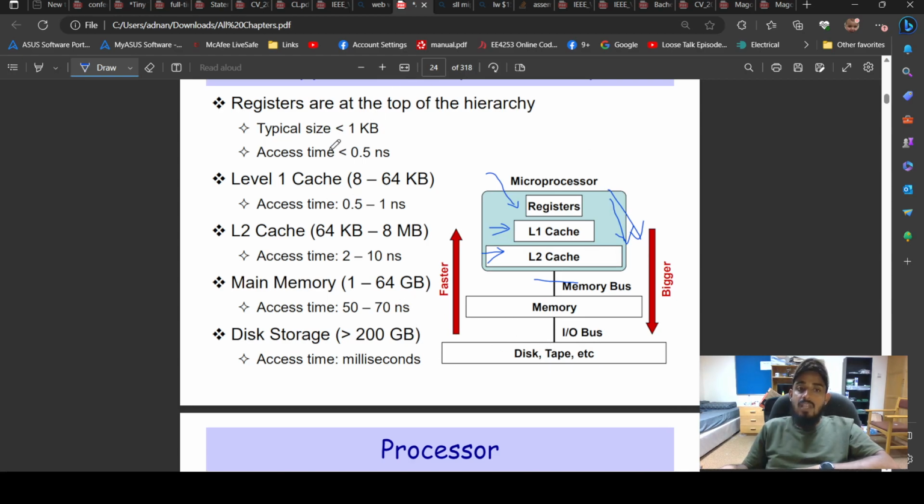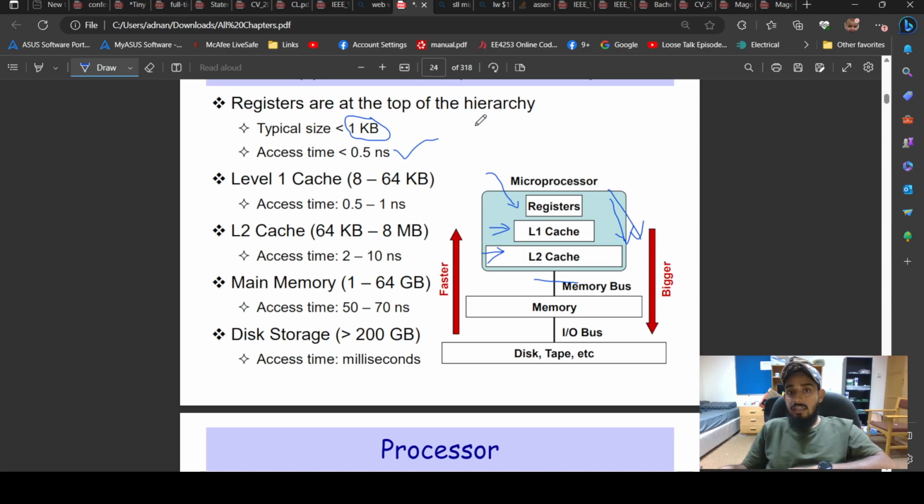Okay, so the register is at the top of the hierarchy, and it is mostly like 1 kb. Mostly it is less in size, but their access time is very, very fast, which is even less than 0.5 nanosecond, guys. And the level 1 cache could be like 8 to 64 kb.